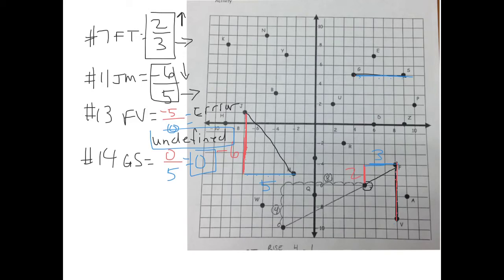Okay. We taught you in class, and some of you learned in middle school last year about slope face. That's a positive slope. That's a negative slope. His nose, that's undefined. And his mouth, that's a 0 slope.